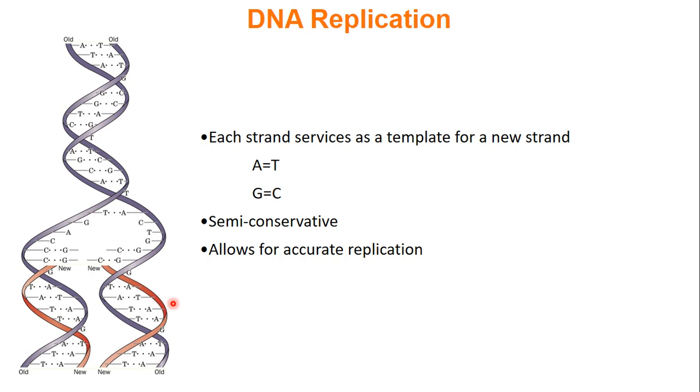And with this base pairing, you allow for accurate replication. Let's say, for example, you have an A in this original strand and you try to put a G here. Well, A and G can't base pair, and so your replication mechanism will recognize, oh, there's a bulge here. We're not base pairing. I must have made a mistake, and it'll go and fix it. So DNA replication, for the most part, is accurate.